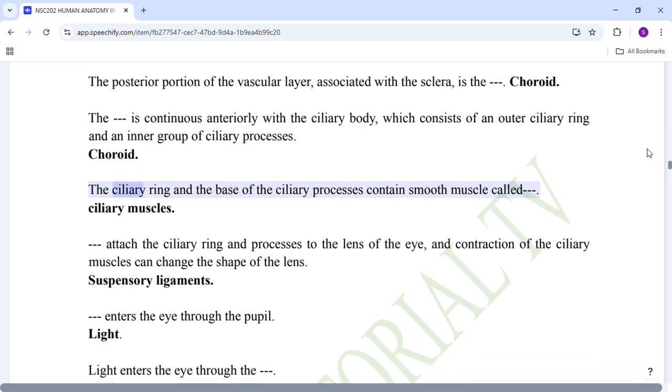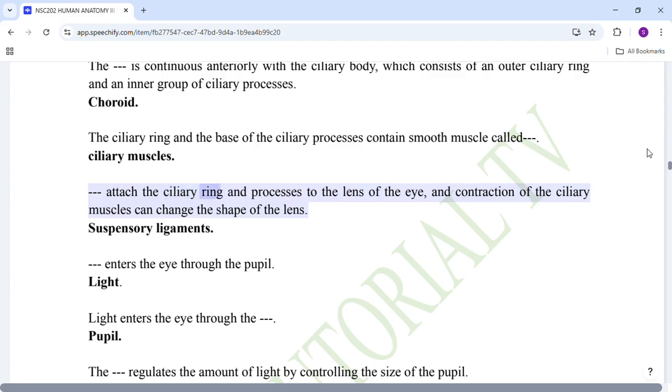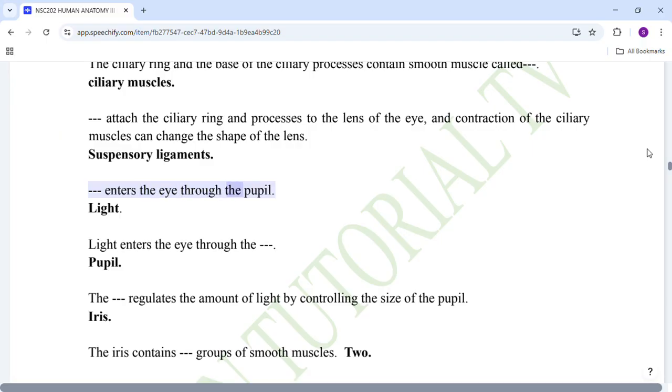The ciliary ring and the base of the ciliary processes contain smooth muscle called ciliary muscles. Suspensory ligaments attach the ciliary ring and processes to the lens of the eye, and contraction of the ciliary muscles can change the shape of the lens. Light enters the eye through the pupil.